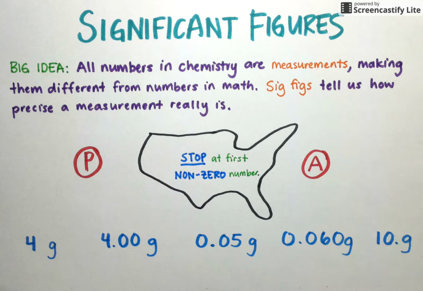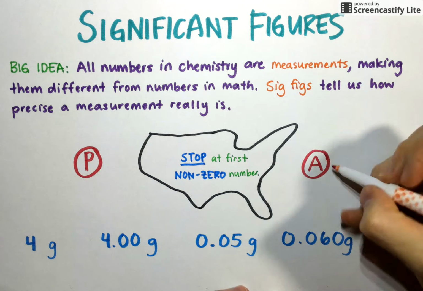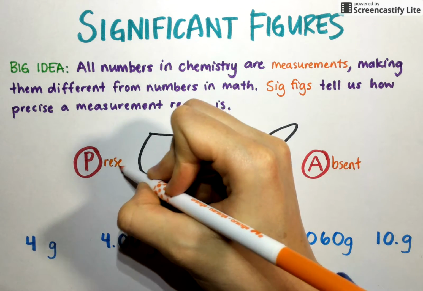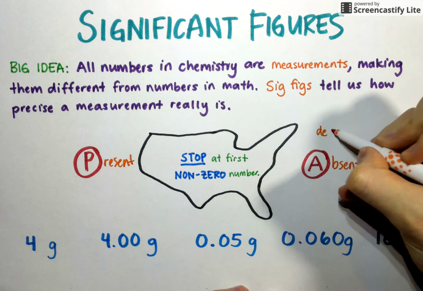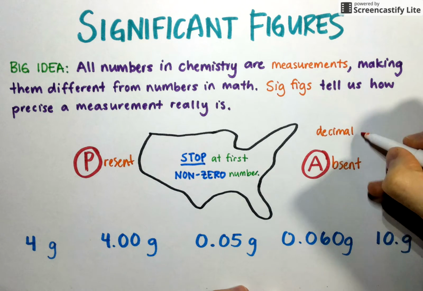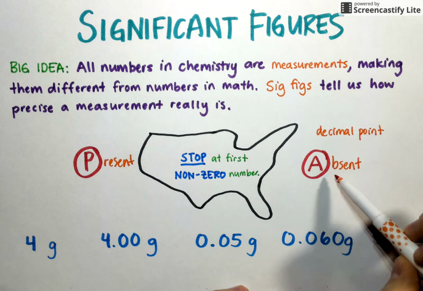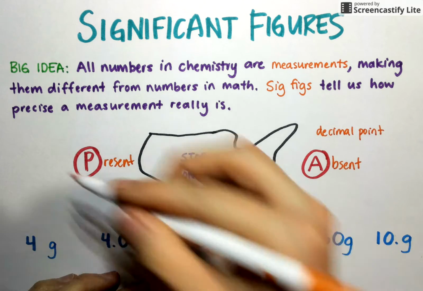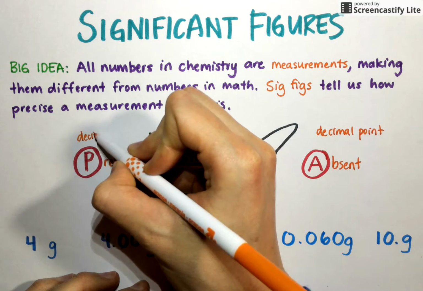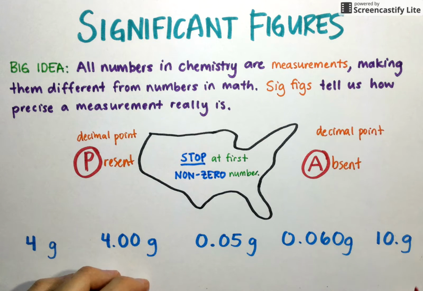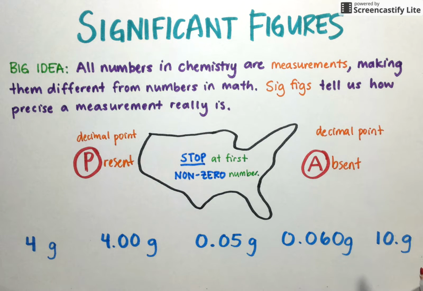But since we're talking about numbers and precision, what we're really going to be looking for is the absence or the presence of a decimal point. So as we consider significant figures, we're really going to be using the presence of a decimal point or the lack thereof to give us guidance as to how precise our measurement really is, what was measured and what's just estimated.